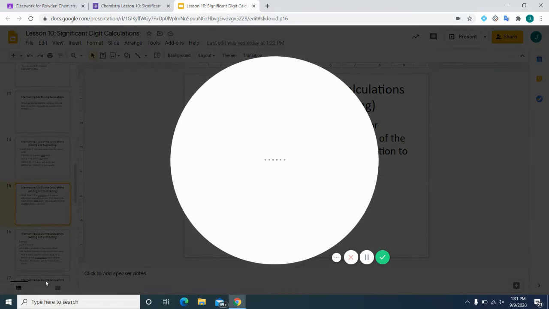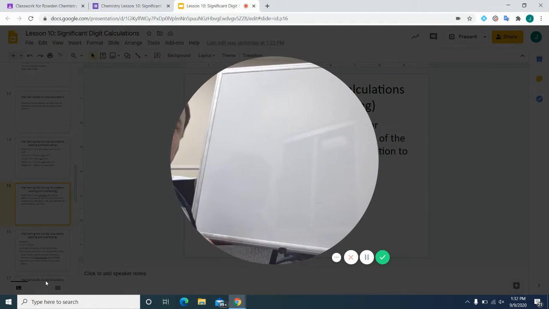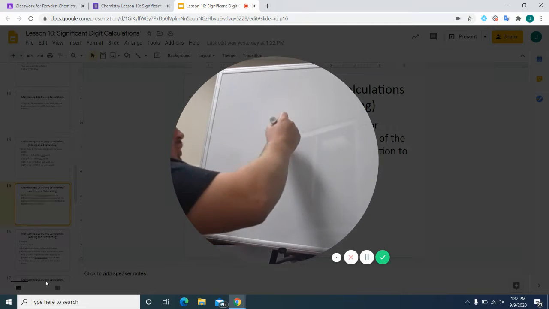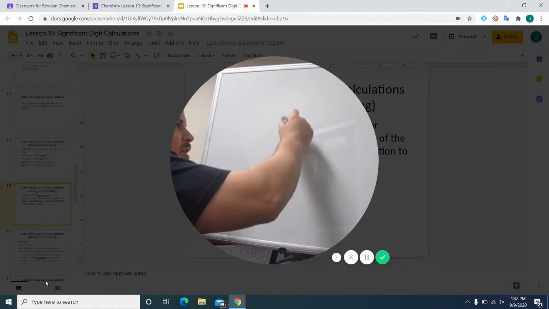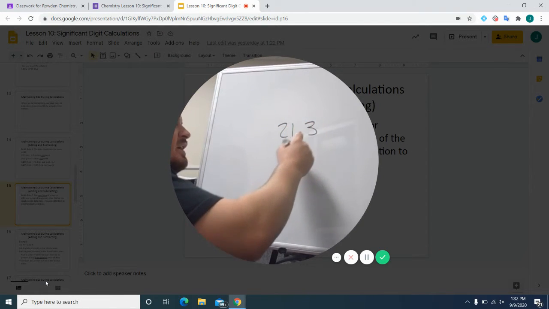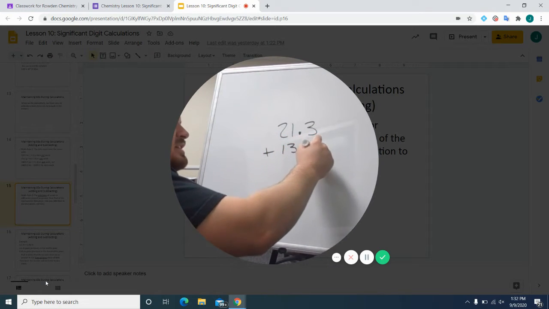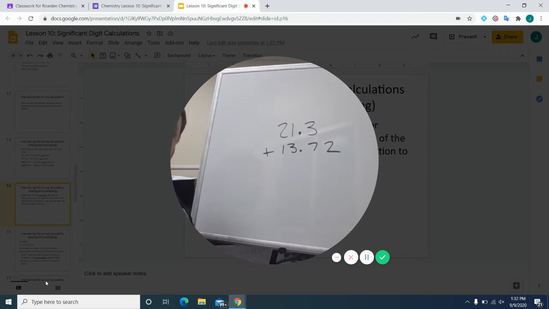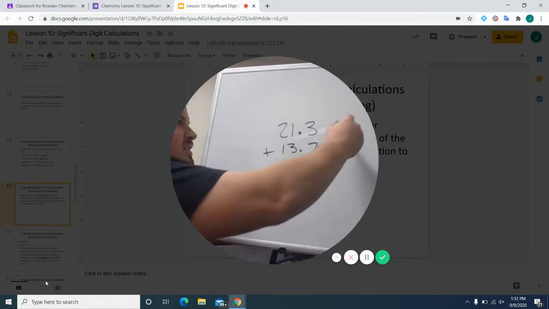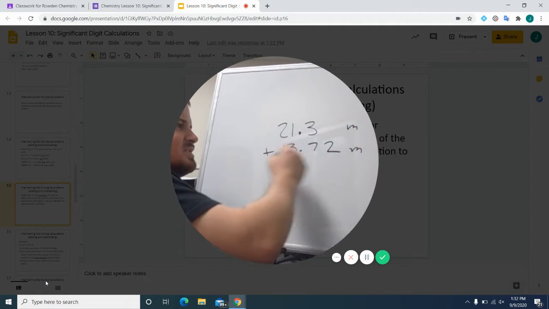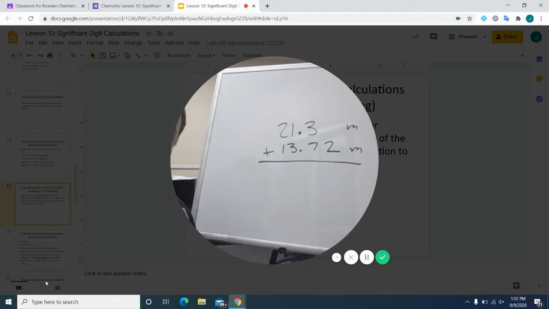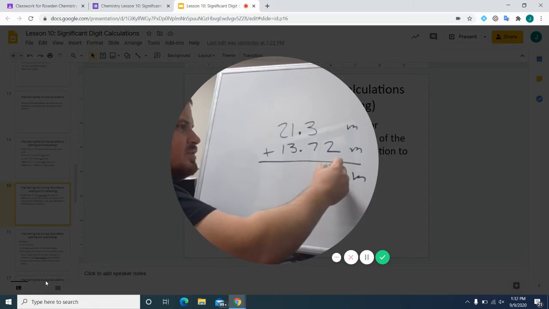So it's going to be like this. If you're going to do something like, say, 21.3 plus 13.72. All right, let's say it's meters, so that way they both have significant digits. Okay, when we add those together, we'll have 2.